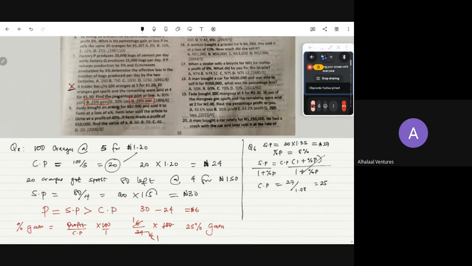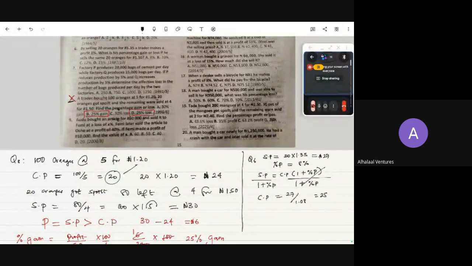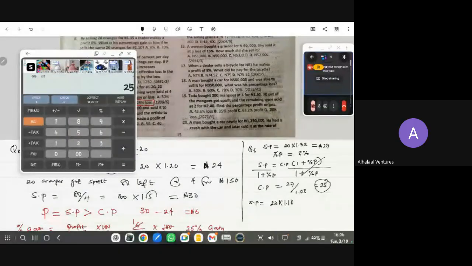Now, the question continues and says, what is the percentage gain or loss if you sell the same 20 oranges for this? Now, the new selling price. This is the cost price. It's a static guide. The cost price is fixed. The selling price is what is going to vary. You've already gotten the goods already. So the new selling price now is 20 times 1.10.